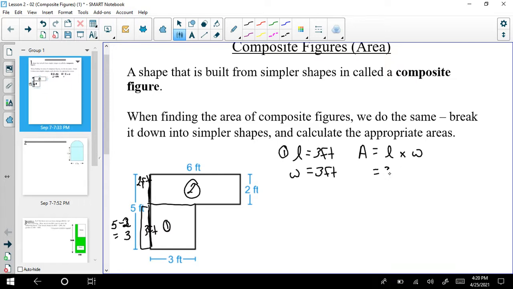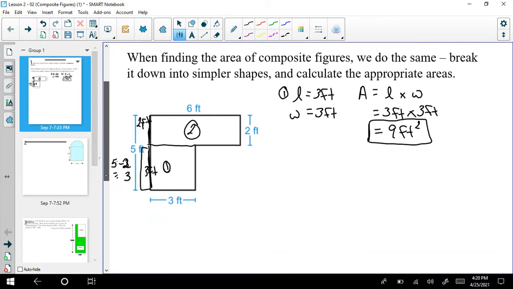So my length is 3 feet, and my width is 3 feet. Therefore, my total is 9 feet squared, right? Because feet times feet is feet squared. So now I would box that. Then I'm going to take a look at my second figure.